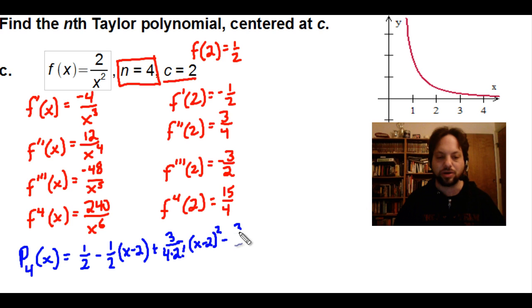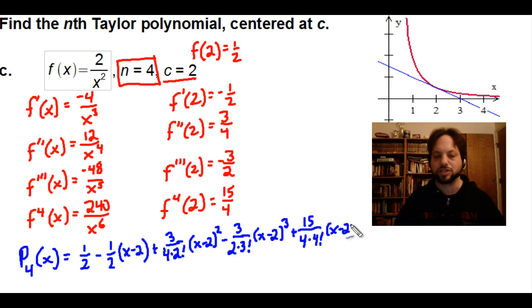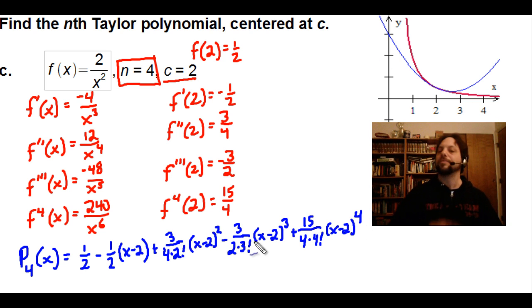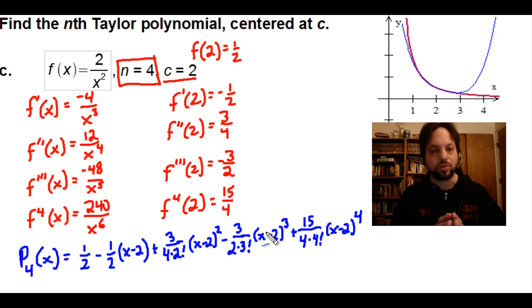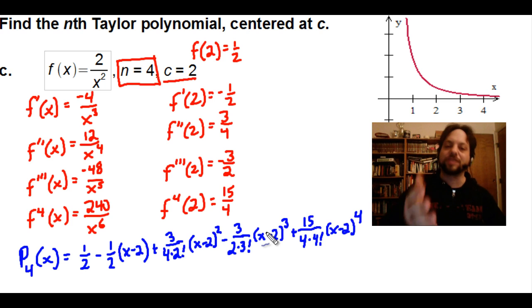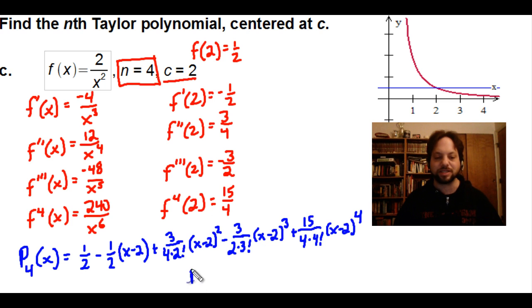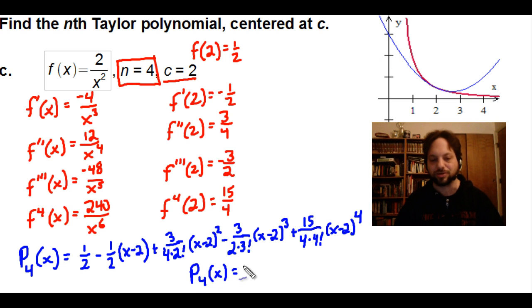Then I'll come back and go minus 3/2, but with a 3 factorial on the bottom, which I will simplify later again, x minus 2 to the third, and then finally I will have 15 over 4 with a 4 factorial, and that will be x minus 2 to the fourth. Now, is it necessary to go through and simplify all these factorials? To be honest, no. It's really not that necessary. But if this is something that you want to graph, a lot of times it does make the graphing easier because the fewer keystrokes you need to put in your calculator, the easier things get.